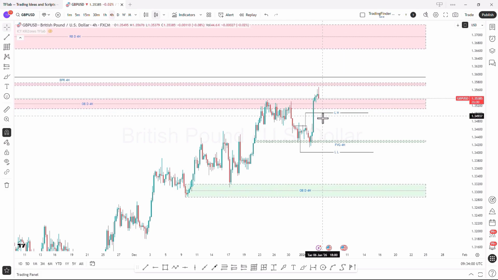It is expected that the market will have a short-term correction, and after that, it will resume its trend and continue its bullish movement up to the order block area in this section.